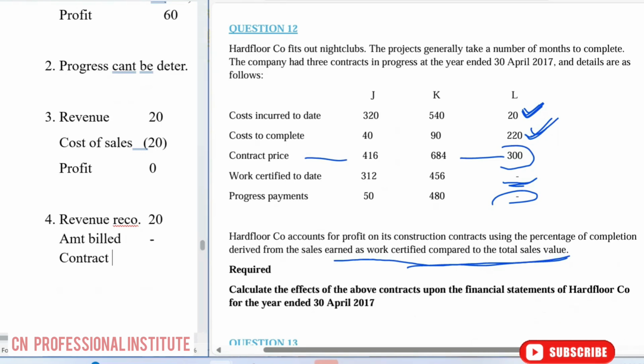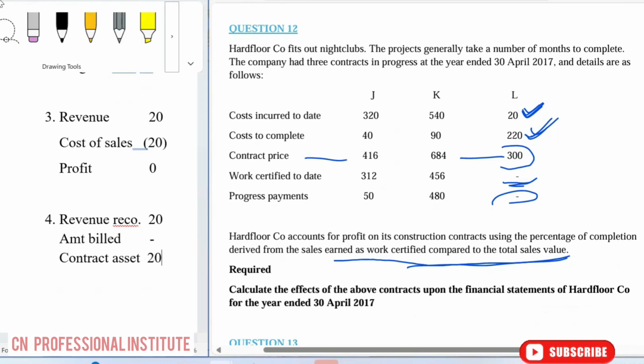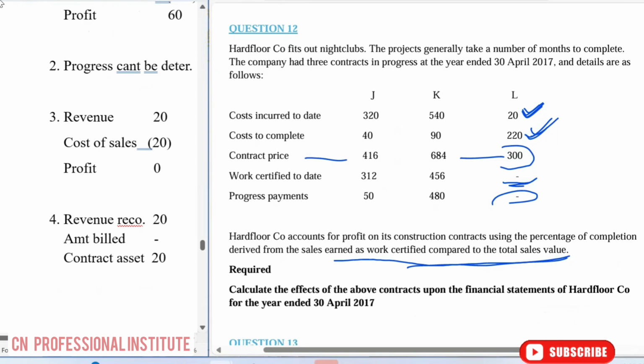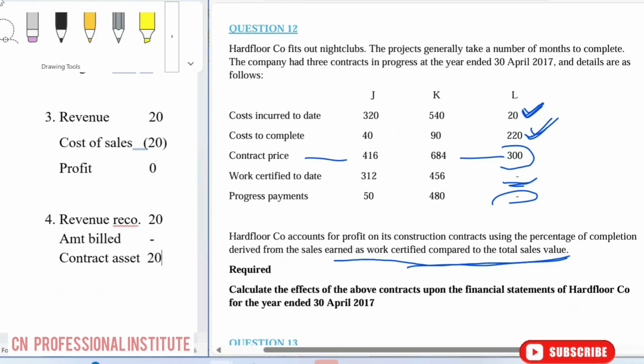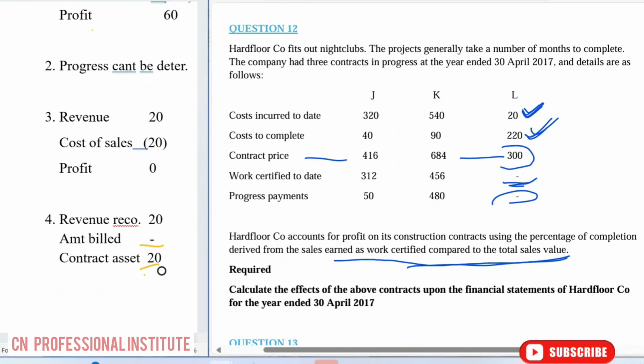So we have a contract asset of 20, because we don't have any amount billed. The customer has not been billed yet. Okay, so that's it.